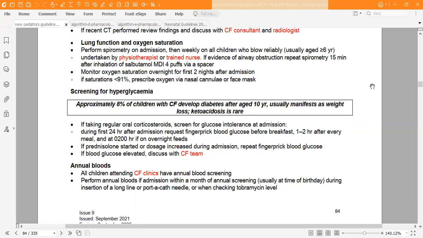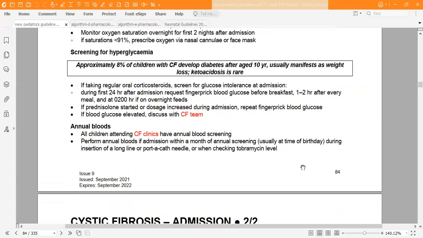or if he's already on corticosteroids. All right. If prednisolone is started or the dosage increased during admission, repeat finger prick blood glucose. Okay, if blood glucose is elevated, discuss with the CF team. If you have found that his blood glucose is going crazy, you have to discuss that with the CF team. You involve the CF team in every single step you are doing here, and don't forget that.